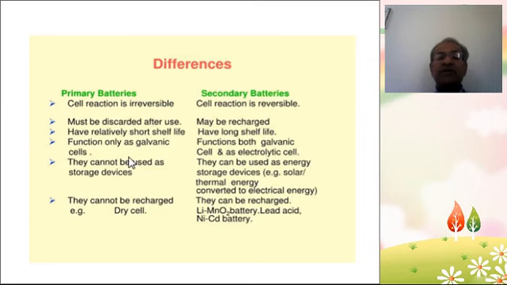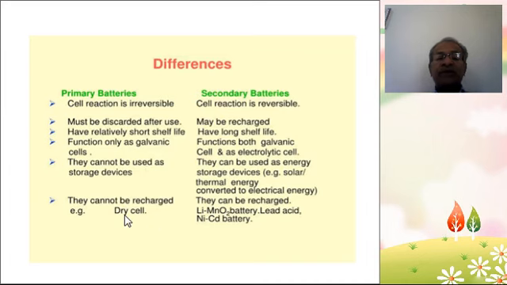Primary batteries function as galvanic cells only. As far as the secondary batteries are concerned, they function both as galvanic cell as well as electrolytic cell. Galvanic cell is also known as the electrochemical cell or the voltaic cell, you might be knowing. Primary batteries cannot be used as storage devices, but the secondary batteries can be used as storage devices.